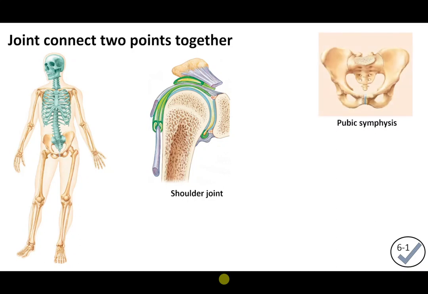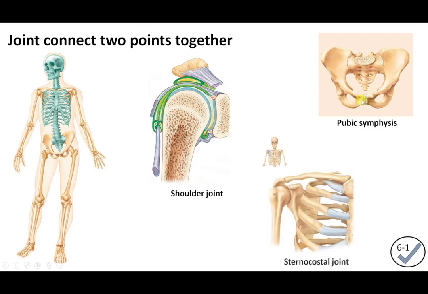There's the pubic symphysis. This is a joint between the two pelvis bones right over here. And it moves a little bit. Not anything like the shoulder joint, but it moves a little up and down just a little bit as we walk, right? That's also a joint here. It's connecting two bones right here.